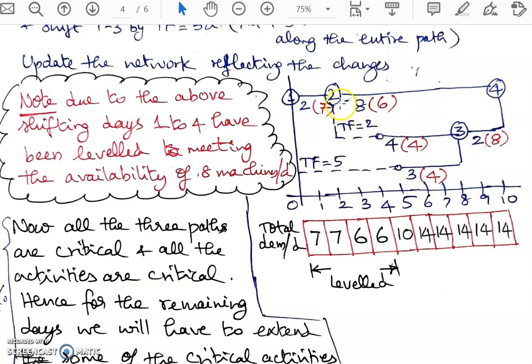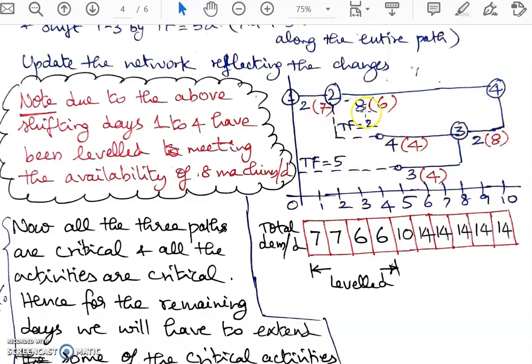Since 2 4 has already started, I will allow it to get completed. It will get completed on the 10th day. Thereafter, I will execute 2 3 and 1 3. So what I would do is extend 2 3 and 3 4. These two are activities in sequence, so 2 3 and 3 4 I will extend by 6 days.